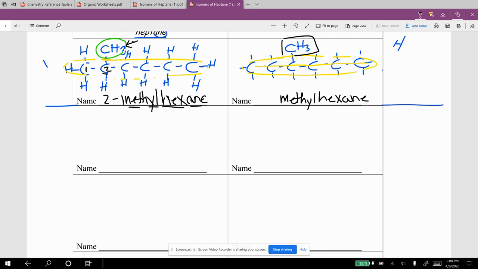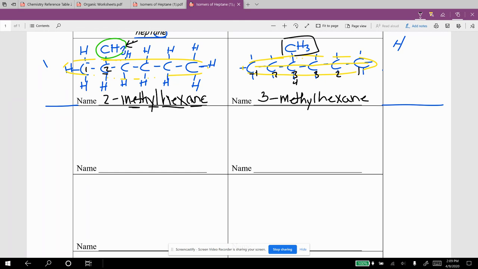Right? Organic chemistry is like learning a foreign language. And now it's on carbon number 1, 2, 3. Count both directions. 1, 2, 3, 4. I want to use the smallest number. So that's going to be a 3.